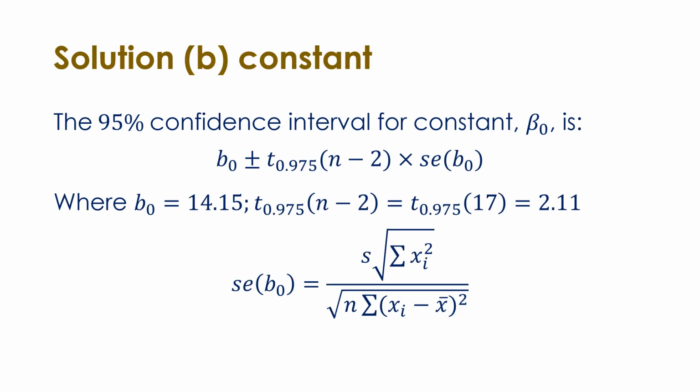Let's now consider how to compute the confidence interval for the constant. The 95% confidence interval for the constant is going to be given by this formula. You remember the way we calculated this. The t-value is going to be obtained from the table as we illustrated earlier. B0 is the value we obtained when we computed the estimate for the constant. And now the standard error is going to be computed using this formula.